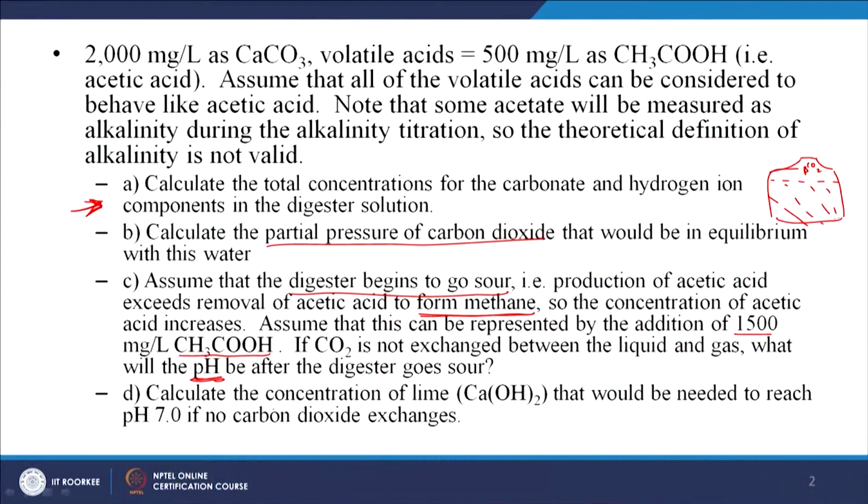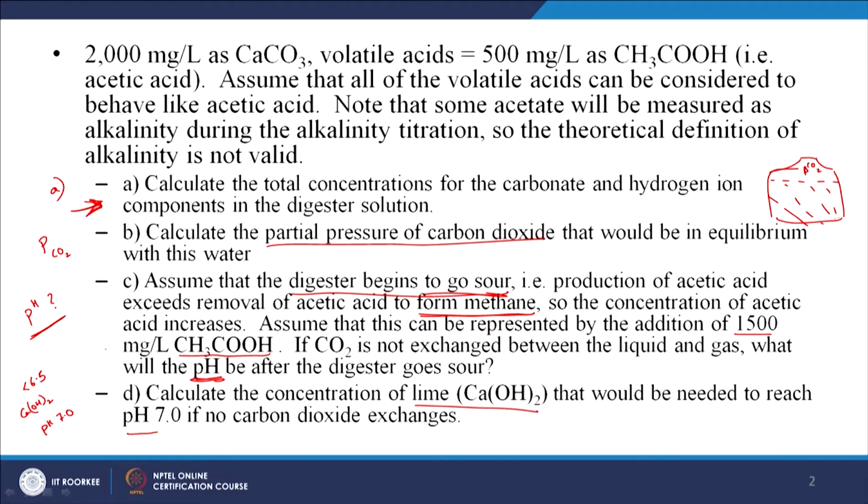So again, let us look at part D2. Calculate the concentration of lime, which is a source of OH minus ions, that would be needed to reach pH 7 if no carbon dioxide exchanges. In this case, we are just trying to calculate the partial pressure of CO2 that would be in equilibrium with the case as calculated in part A, right. And in part C, we are trying to predict what would be the pH, a drop in pH, if you have a digester going sour, yes. And then, because obviously you can't let the pH fall below, let's say, 6.5, what are we trying to do? We are trying to add lime, a source of OH minus, the base, so that you bring up the pH again to what pH now? pH 7.